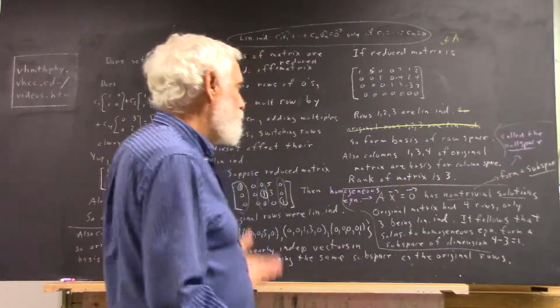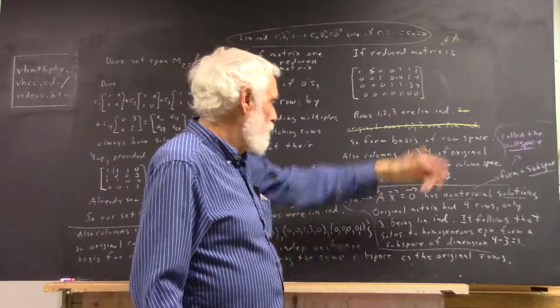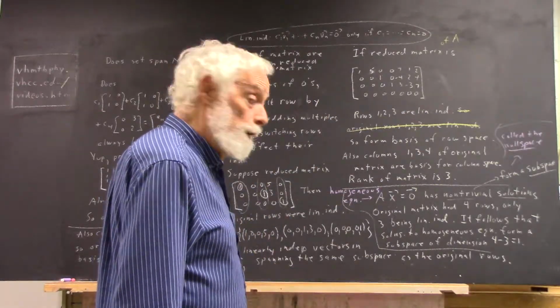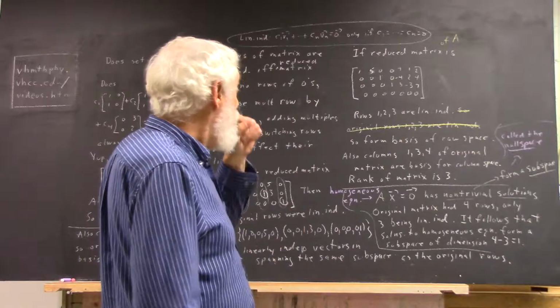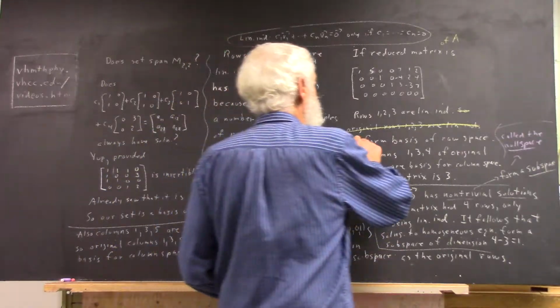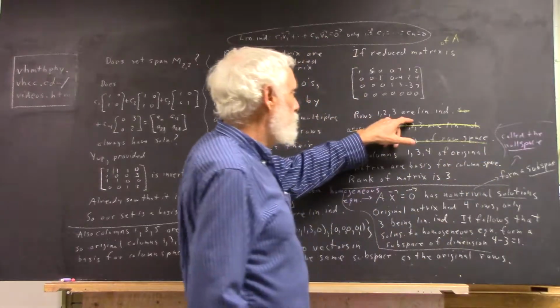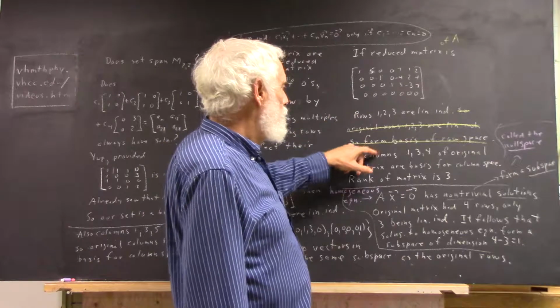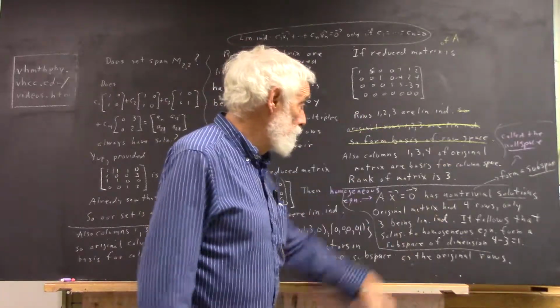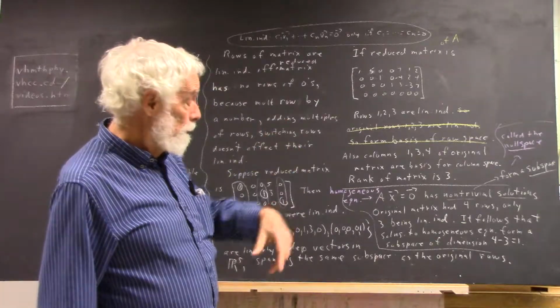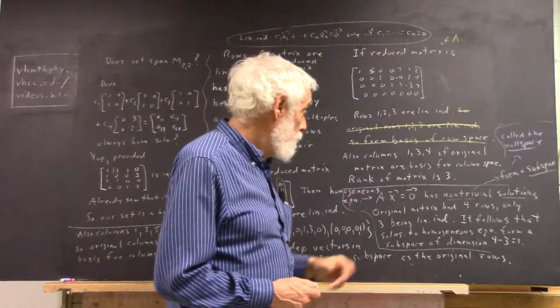Okay, that's the case for the columns. I have no idea why I wrote that, except I think I wasn't having a very good day, and I should have done better than that. Okay. Rows 1, 2, and 3 are linearly independent, and they form a basis for the row space, and I probably shouldn't have crossed that out, but I did. Okay, so another day. Although this is a pretty good day.